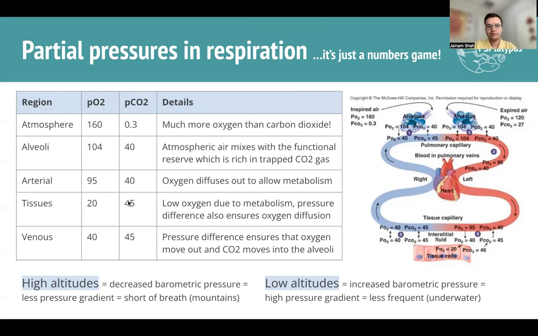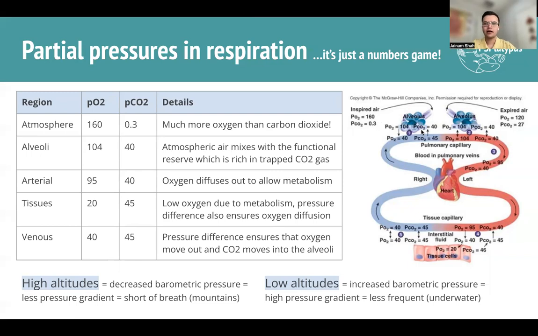You also have this gradient here, right? The carbon dioxide, meaning that you will have some of the carbon dioxide going back into the vasculature to be taken away by the veins. And then, as we just mentioned, in the veins themselves, you've got oxygen being about 40, carbon dioxide being about 45. And this pressure difference means that you get oxygen moving out and you get CO2 moving in to the alveoli when it gets up here.